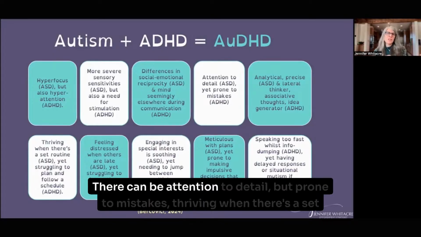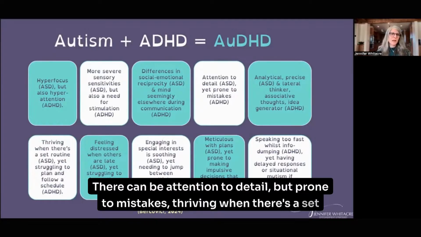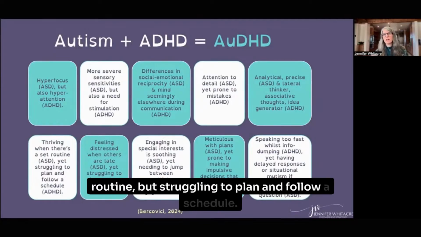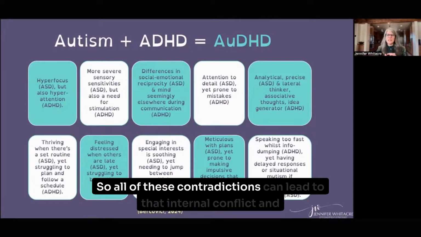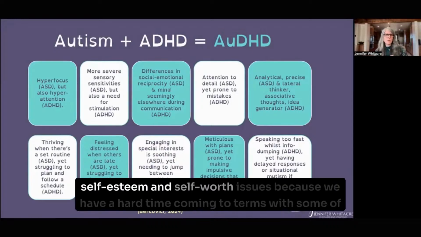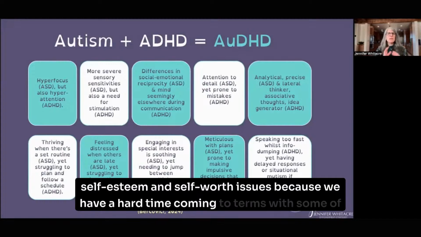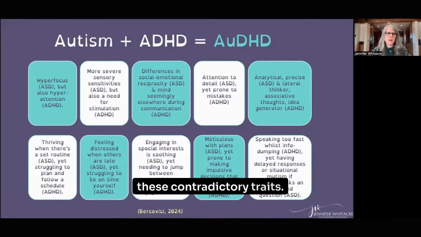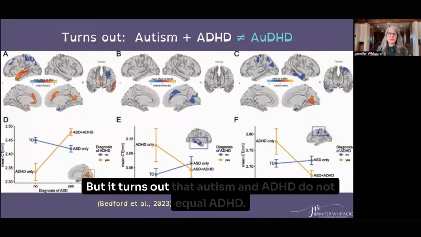There can be attention to detail, but prone to mistakes. Thriving when there's a set routine, but struggling to plan and follow a schedule. So all of these contradictions can lead to that internal conflict and self-esteem and self-worth issues because we have a hard time coming to terms with some of these contradictory traits. But it turns out that autism and ADHD do not equal AuDHD.